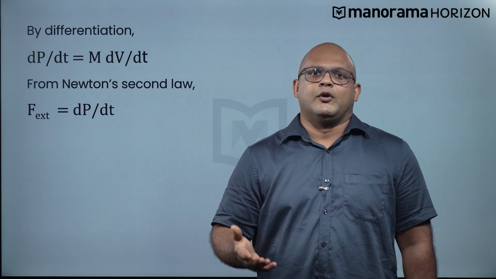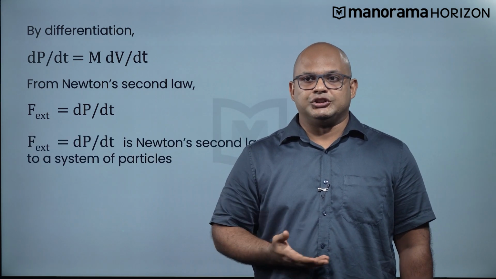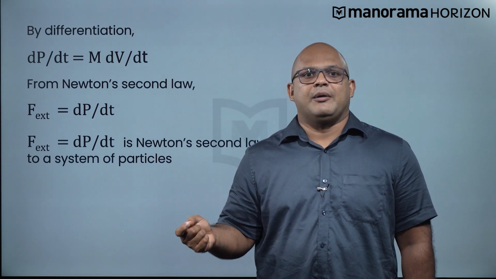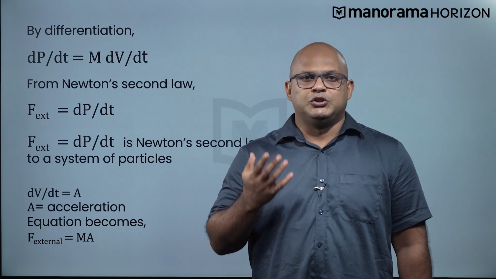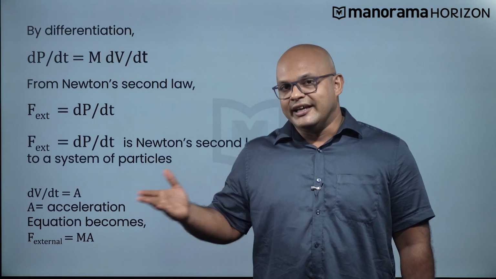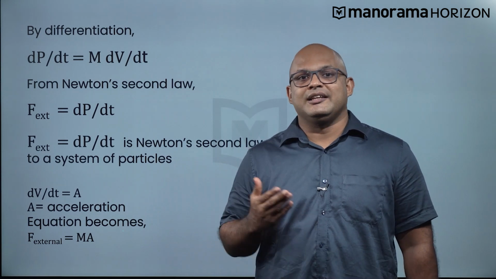We know a change in velocity with respect to time is acceleration. So, we can say that dV divided by dt is equal to capital A. So, the equation for the total linear momentum of a system of particles becomes F external is equal to capital M multiplied by capital A.